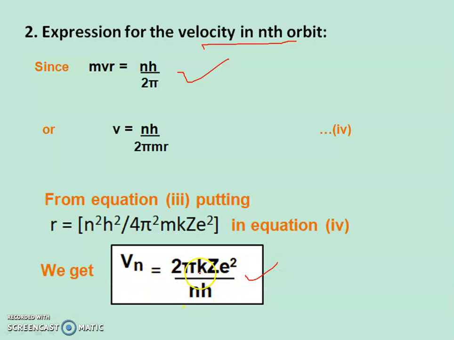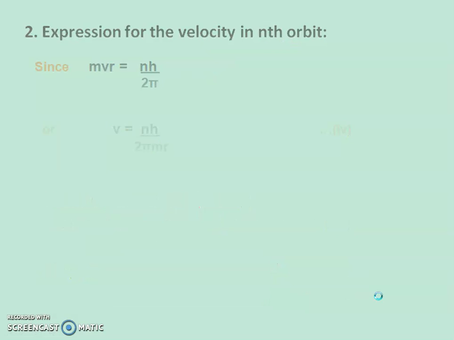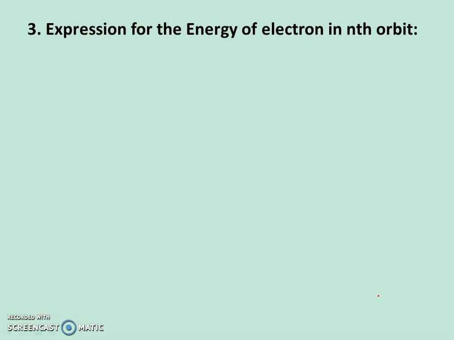Now all factors are constant except n. So Vn is inversely proportional to n. It means the velocity decreases as we go to higher energy levels or higher shells. Right. The reason is that when we are going away from the nucleus, the centripetal force is decreasing. That's why the velocity decreases. Right. So this is the expression for velocity.